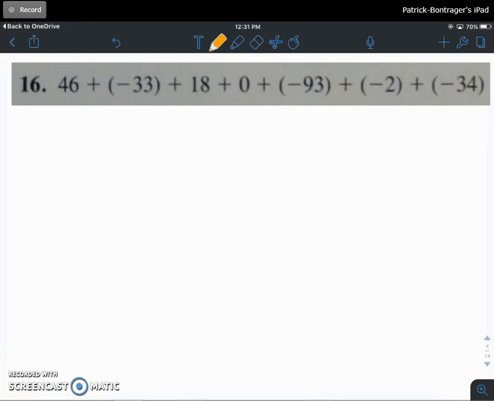So 46 plus negative 33, opposite signs. I take the difference and keep the sign of the larger number. The difference of 46 and 33 is 13. 46 is greater than 33. So it's going to be a positive 13, and I'm just going to bring down my next terms.